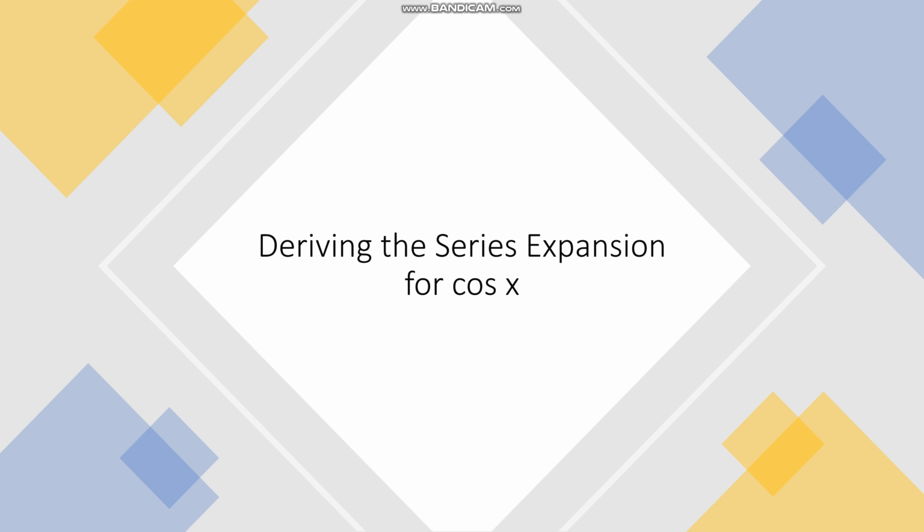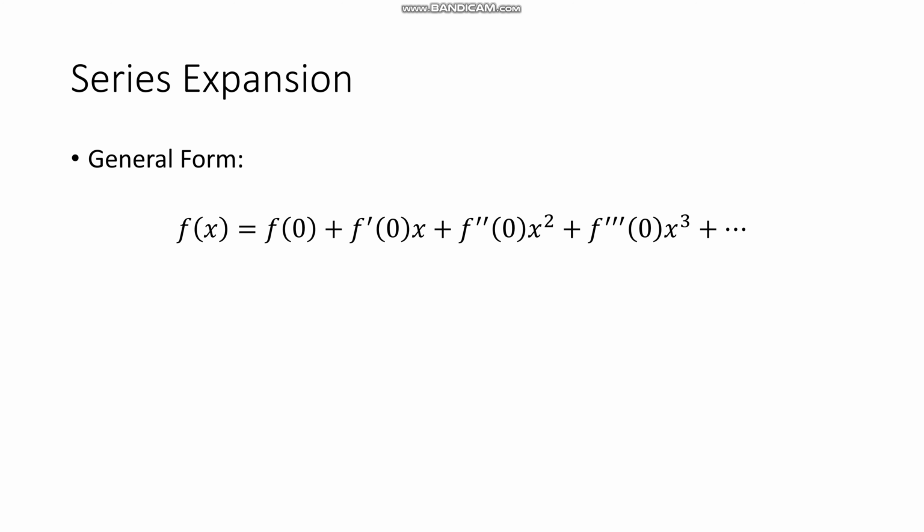In this video I will be deriving the series expansion for cosine x. So starting off with the general form for the series expansion, for some function f of x, initially we have the function evaluated at 0 plus its derivative evaluated at 0 times x plus its second derivative evaluated at 0 times x squared, third derivative evaluated at 0 times x cubed, and so on.